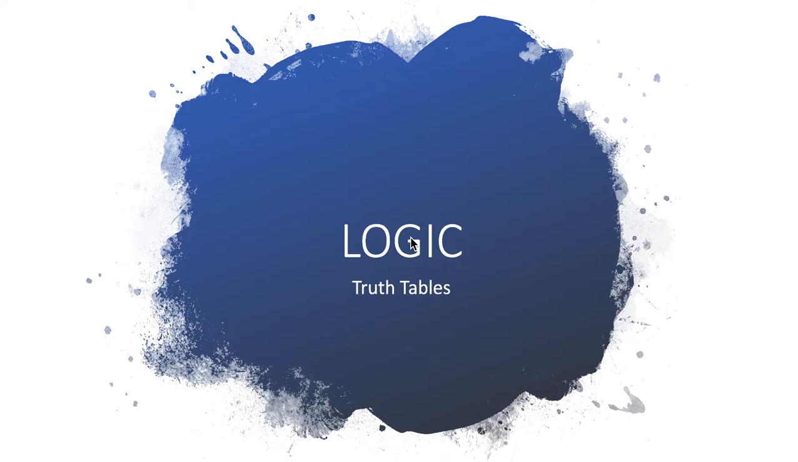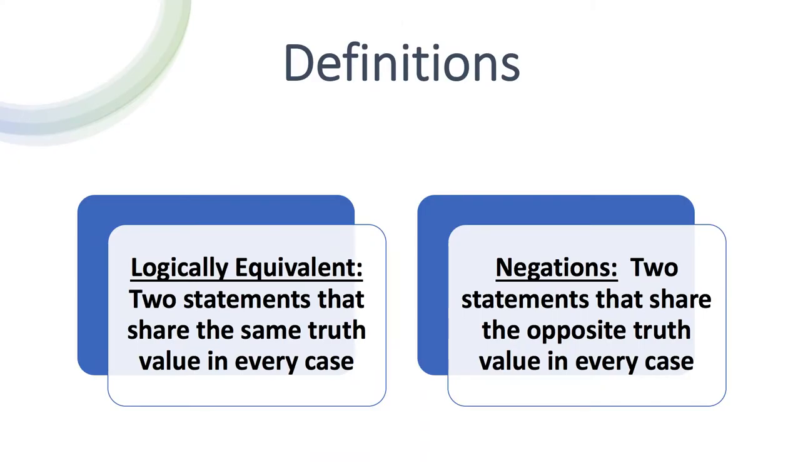We're going to continue our discussion of logic by defining two additional terms. We're going to look at what it means for statements to be logically equivalent and what it means for statements to be negations of each other. So logically equivalent means that we have two statements that share the same truth value in every case. And negations means that the two statements share opposite truth value in every case. So we're going to look at an example of each.